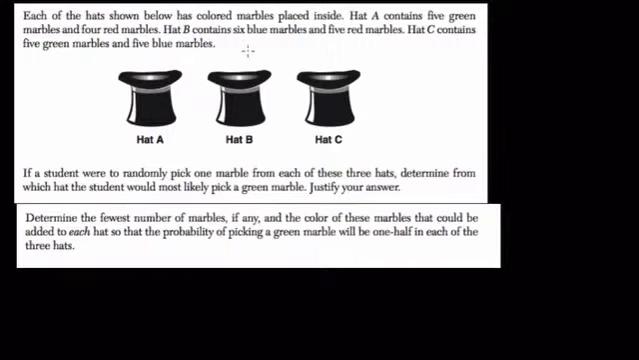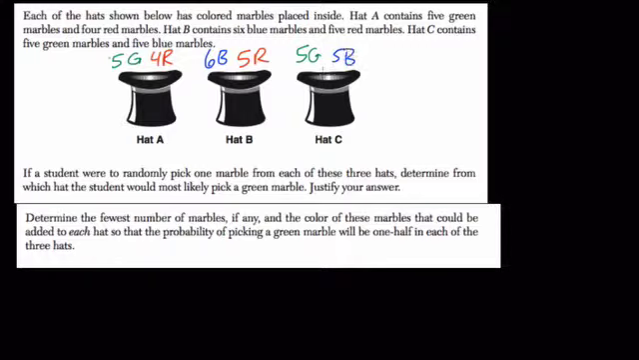Each of the hats shown below has colored marbles placed inside. Hat A contains 5 green marbles. Okay, so 5 green. Let me draw this over here. So I'll write 5 green and 4 red marbles. So 5 green and 4 red. B contains 6 blue, so I'll put 6 blue and 5 red. It's kind of a crimson, but I'm trying to stick with red there. Hat C contains 5 green.